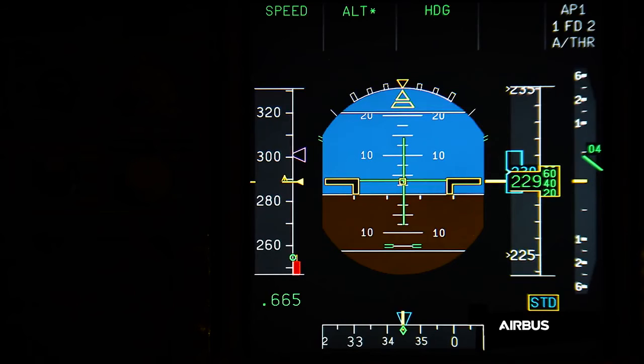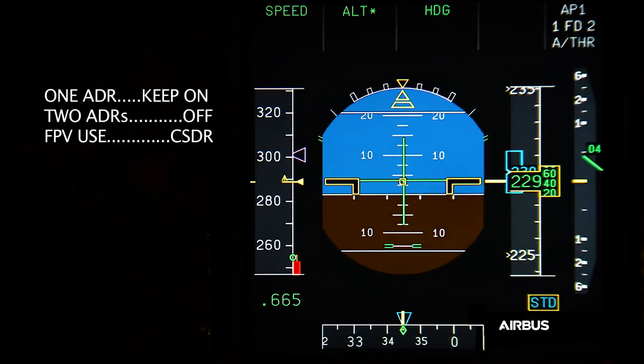When the flight crew encounter one of the 2 entry conditions of OEB 48, they have to perform the same following actions. Keep one ADR on. Switch off 2 ADRs. Consider the use of FPV. Those actions will permit to revert to alternate law and therefore prevent an undue activation of the alpha protection.